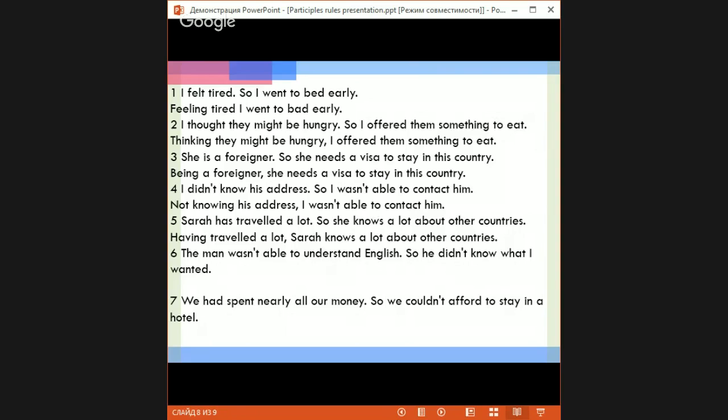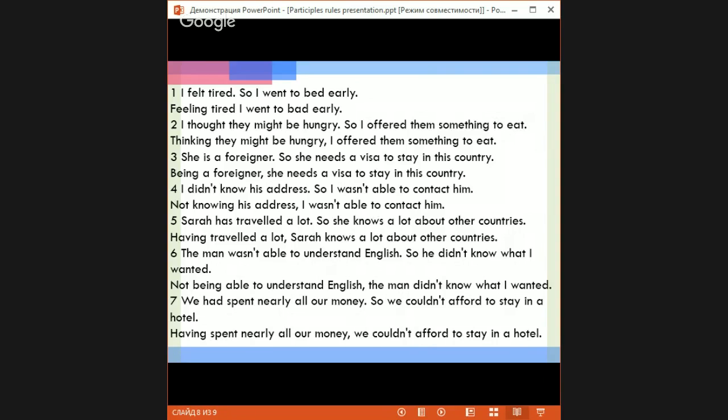The man wasn't able to understand English, so he didn't know what I wanted. Not being able, negative present participle clause. Not being able to understand English, the man didn't know what I wanted. And the last one. We had spent nearly all our money, so we couldn't afford to stay in a hotel. Having spent nearly all our money, past participle clause because it was before. We couldn't afford to stay in a hotel.